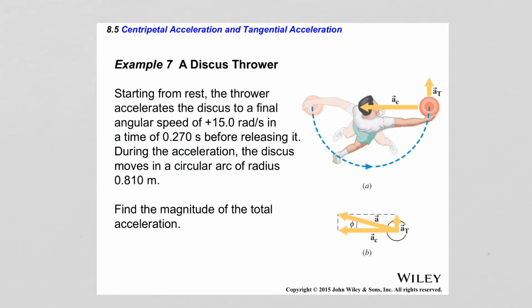Now let's look at one example which uses the concept of tangential and centripetal acceleration. We have a discus thrower. Starting from rest, the thrower accelerates the discus to a final angular speed of 15 radians per second in a time of 0.270 seconds before releasing the disc. During the acceleration, the discus moves in a circular arc of radius 0.810 meters. Find the magnitude of the total acceleration A of this discus.